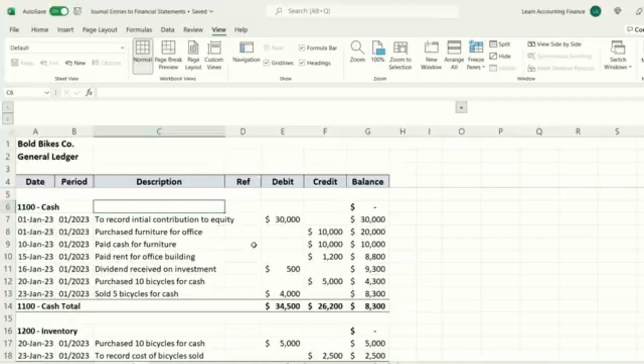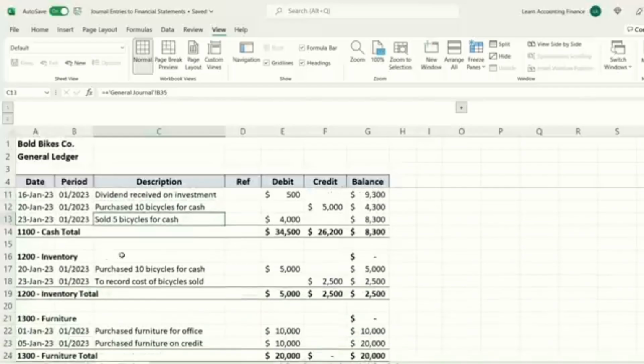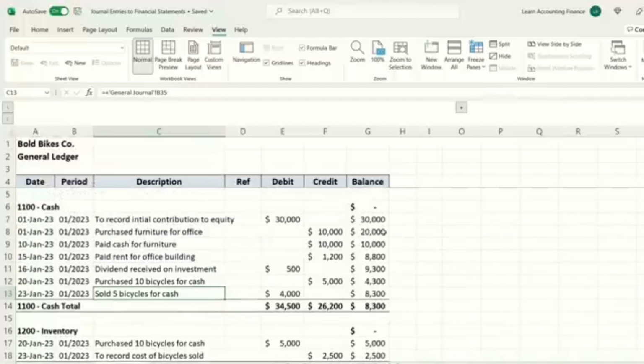You can see all of the entries are summarized here. So the general ledger is a very good summary if you want to see what happened in the cash account, right? And this will give you a summary of all the transactions that took place. On the 1st of January, cash was deposited, and then there were the purchase of furniture, payment of rent, receiving of dividend on investment, and then purchase of bicycles, and finally sales of bicycles, right? The same way all the other accounts are also summarized. There's usually a date, period, description, debit and credit, and final balance as well, which is important.